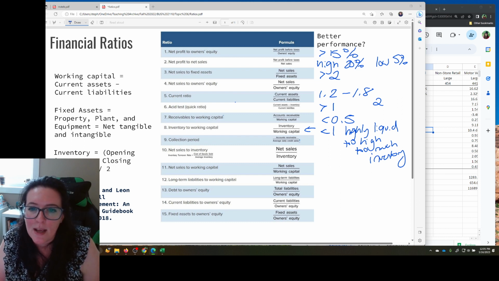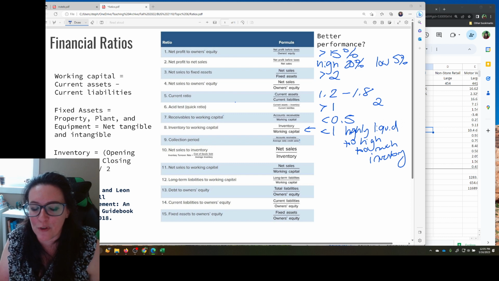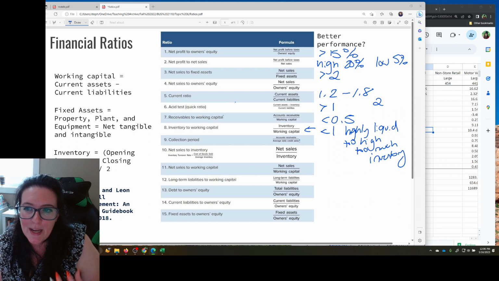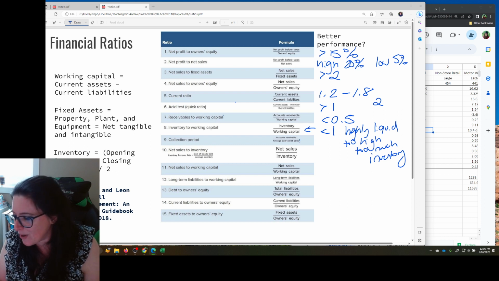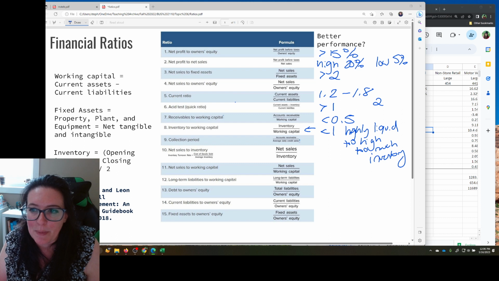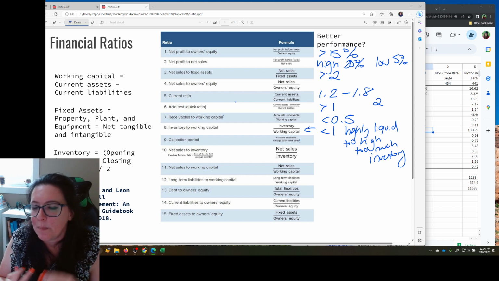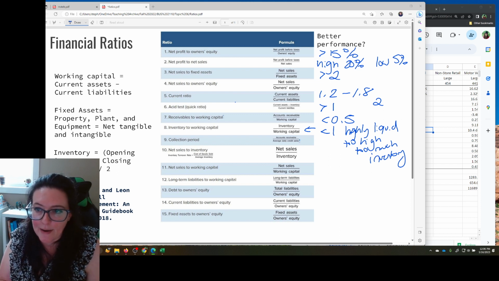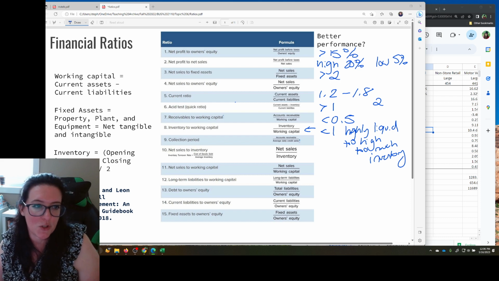So again, with this one, the industry is going to determine how much inventory it should have, right? So if we think about motor vehicles, we're producing cars and trucks. We have a lot of inventory. If we are more of a service, then we're not going to have a lot of inventory. And so for this one, I'm not going to give you an exact number in terms of what we're looking for. It is going to really depend on which industry you are in. So we want to compare to the industry, but if you have less than 1, then you are very liquid. And if the number starts to get too high, then maybe you're holding on to too much inventory.